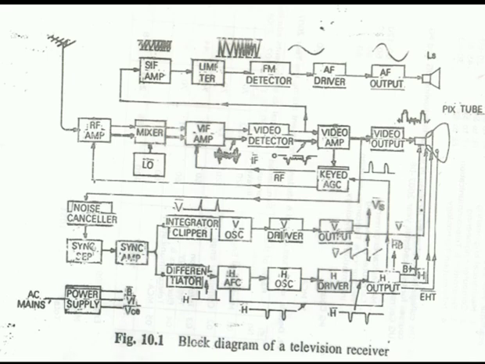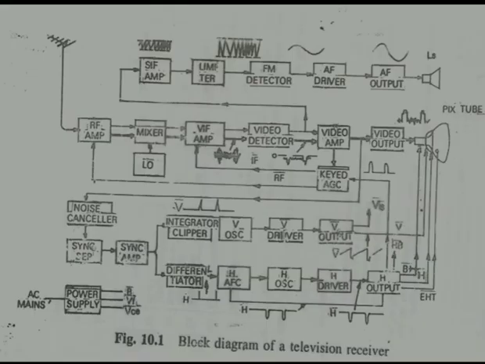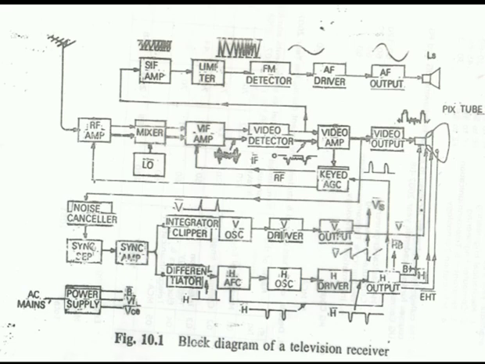Next we have the video IF stage. Here the video signal and audio signal are separated. In the video IF stage, this stage is implemented using an IC. This stage consists of a video amplifier, keyed AGC and video detector, as you can see. These three circuits are used here.